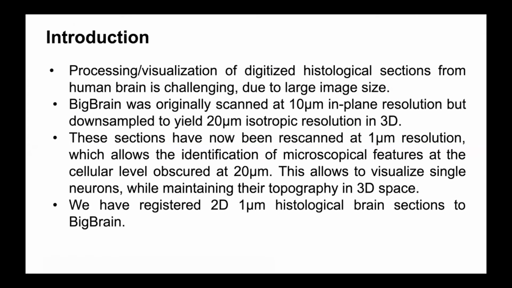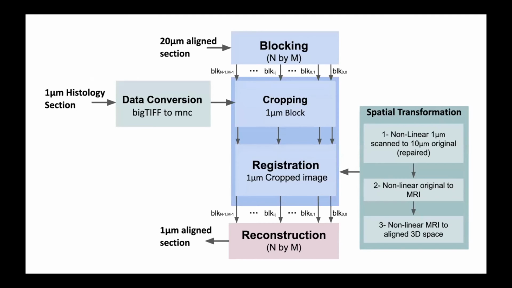3D. These sections have now been rescanned at 1 micron resolution, which allows the identification of microscopical features at the cellular level obscured at 20 micron. This allows us to visualize single neurons while maintaining their topography in 3D space. We have registered 2D 1 micron histological brain sections into BigBrain space.